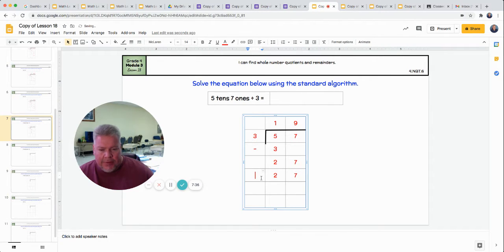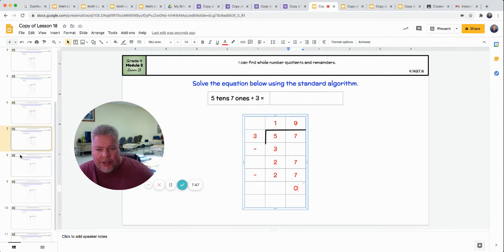Nothing else to bring down. We got to subtract. 27 minus 27 is 0. So we have no remainder. So 57 divided by 3 is 19. Doing good. Let's keep moving on.